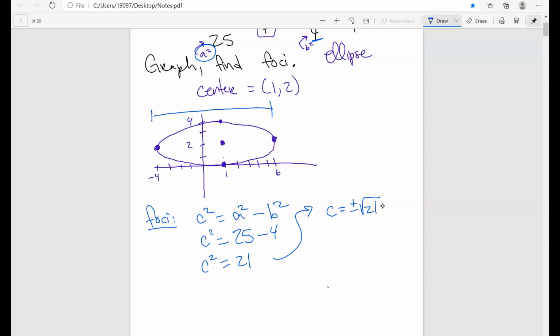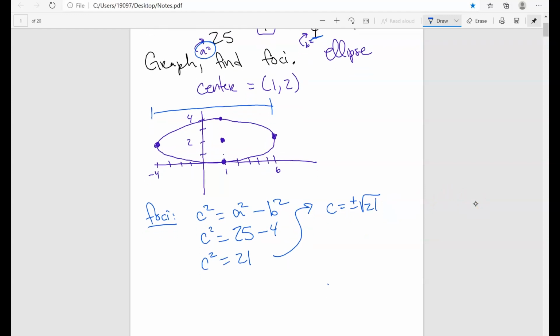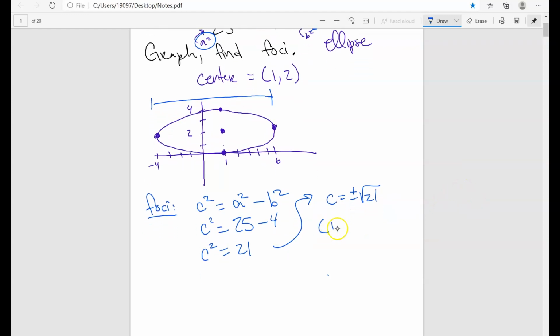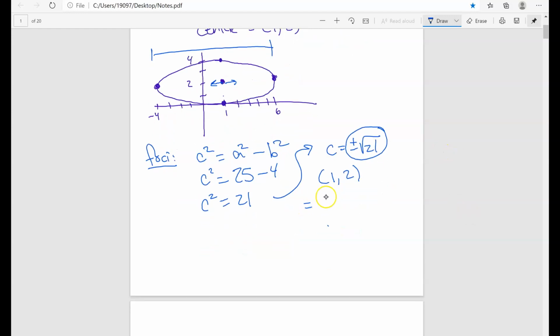Okay, now before we would say that the answer would be this number comma 0, but we're not doing that. We're doing it based on the center. So the center right now is at 1 comma 2. All right, now notice the foci is going to be along the x direction. So that means this amount, we're going to add it to the x direction. So the foci is going to be 1 plus or minus square root 21 comma 2. This will be the solution.